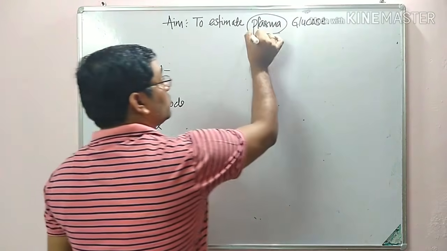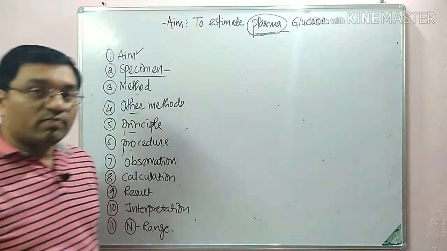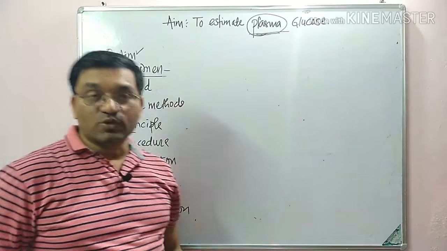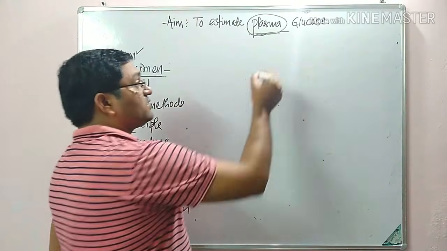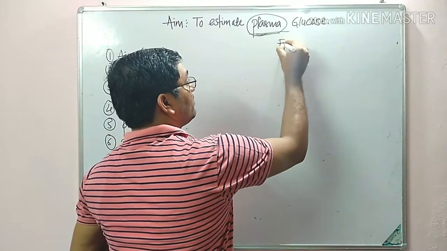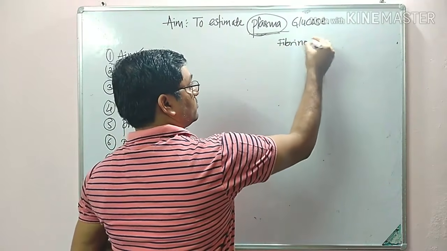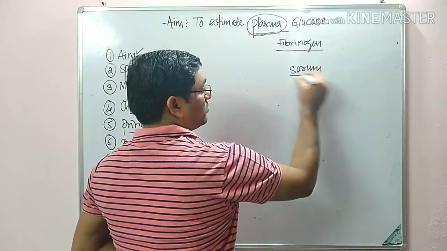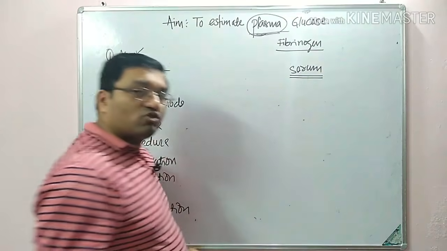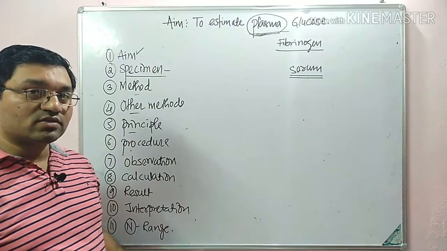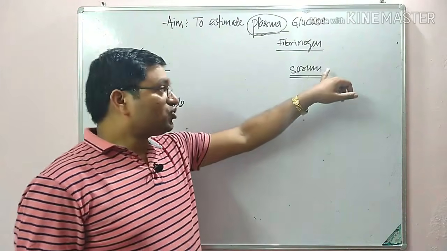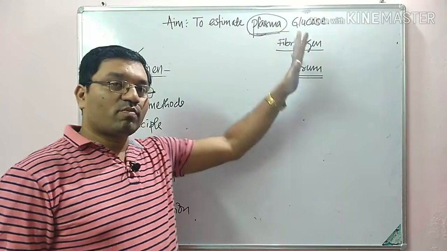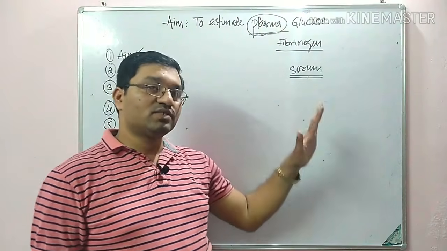The term plasma glucose should be used. Blood glucose estimation is a misnomer. So the term plasma glucose should be used. Plasma means there is presence of fibrinogen. It is absent in the serum. It is utilized in the process of clotting. All clotting factors are utilized in the process of clotting when we get a serum. In plasma, there is presence of fibrinogen.